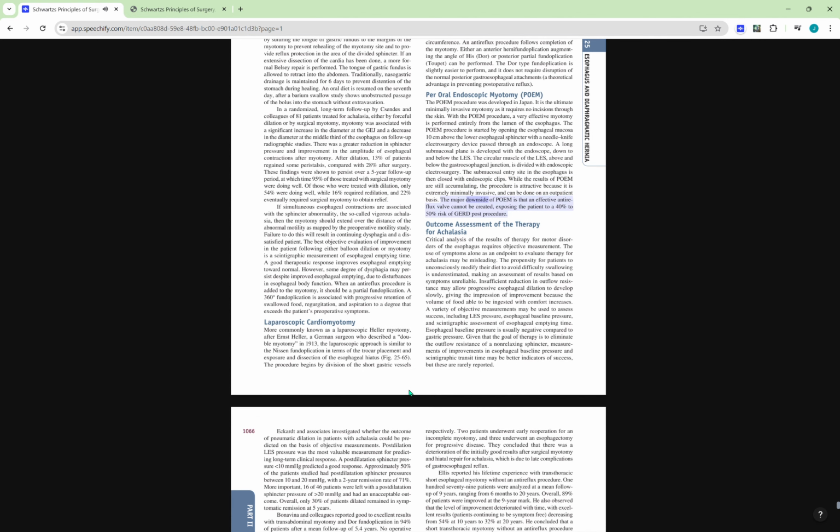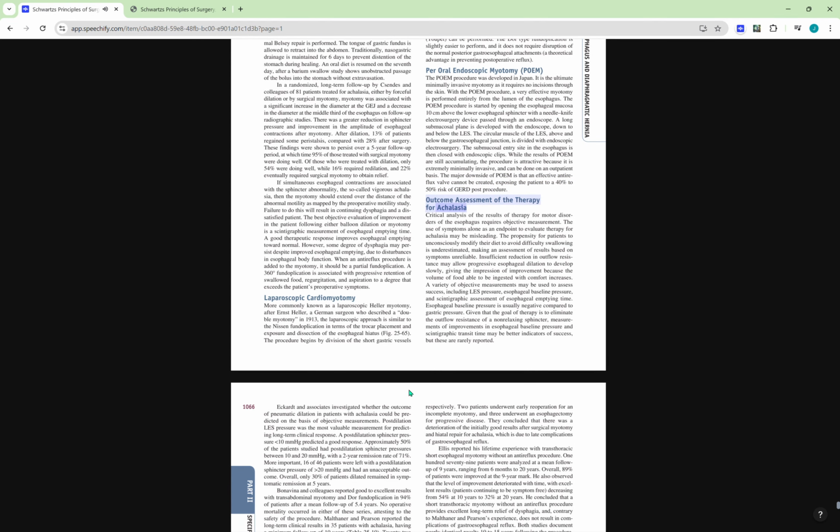The major downside of POEM is that an effective anti-reflux valve cannot be created, exposing the patient to a 40% to 50% risk of GERD post-procedure. Outcome assessment of the therapy for achalasia.